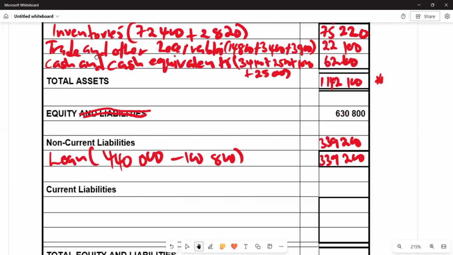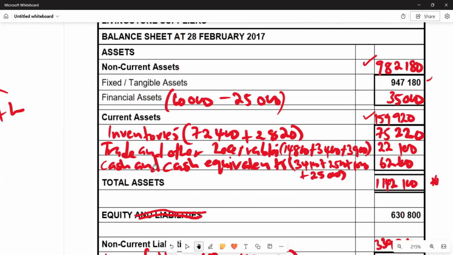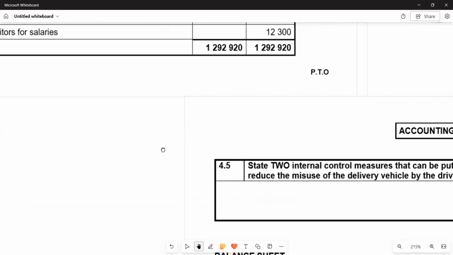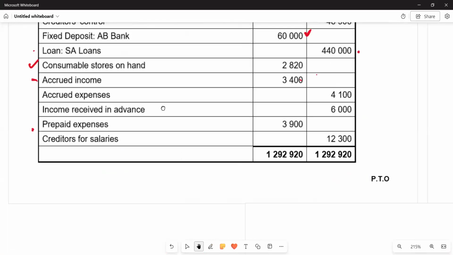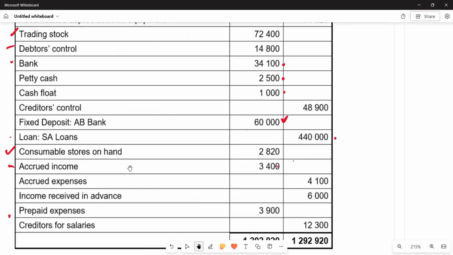Then I will go to current liabilities. We're going to check, obviously, we have trade and other payables, where we are going to start with the creditors control figure. Creditors control figure is 48,900. Other payables that we can have, we have got accruals of expenses, it's a payable, and prepayments of income. If they are there, we check. Accrued expense, we have it, 4,100.